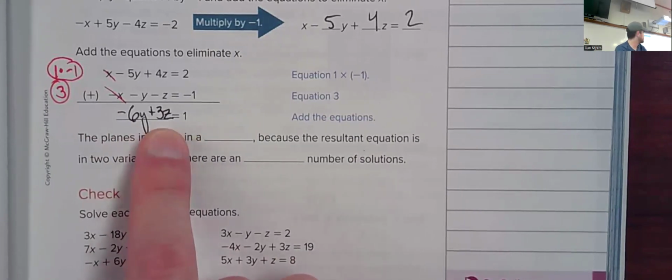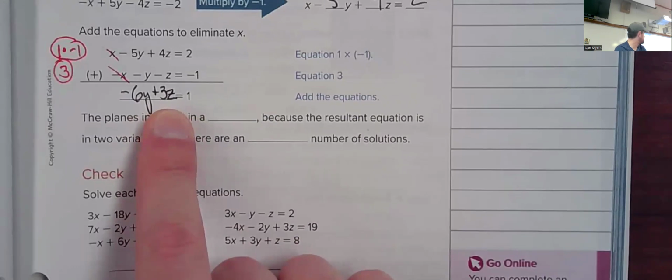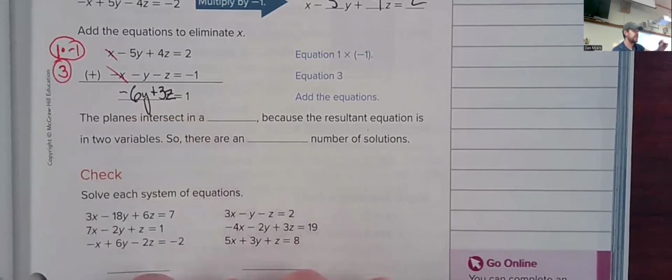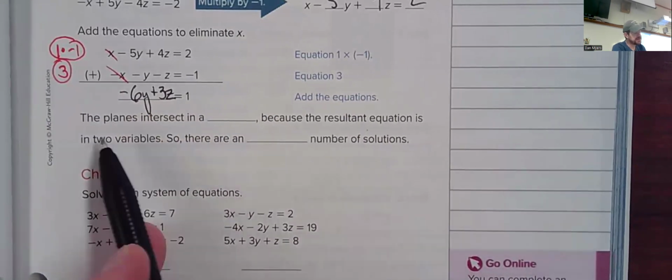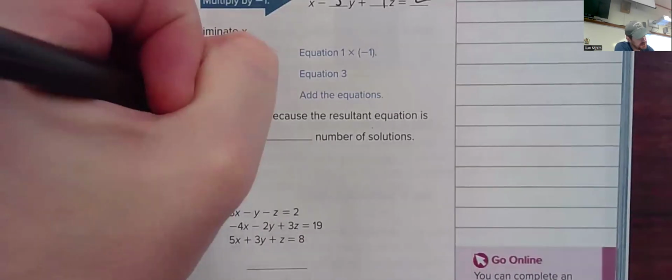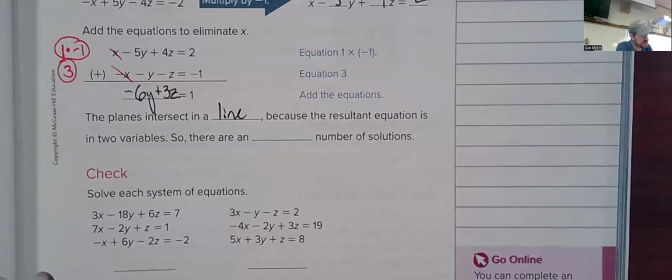If you have two variables in an equation, what does that make on a graph? Makes a line. So the two planes intersect in a line because the resultant equation is in two variables. If there's three variables, it's a plane. Two variables represents a line.